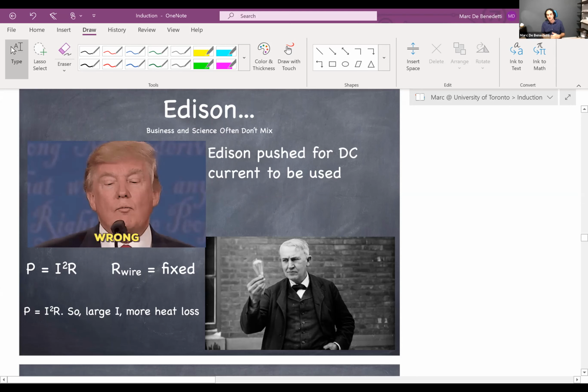He had a lot of money invested in DC current because it was his patent. So he used his marketing skills and his business power, and he really, really forced the market to accept DC current. And it was actually very unsafe. When electricity was first delivered to the home, it was delivered via DC current. And it was very unsafe because with DC current, you couldn't generate a high voltage. It was a safe, well, quote unquote, safe voltage.